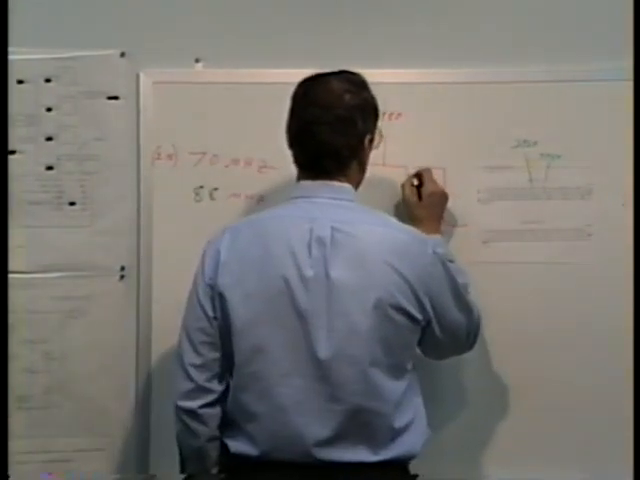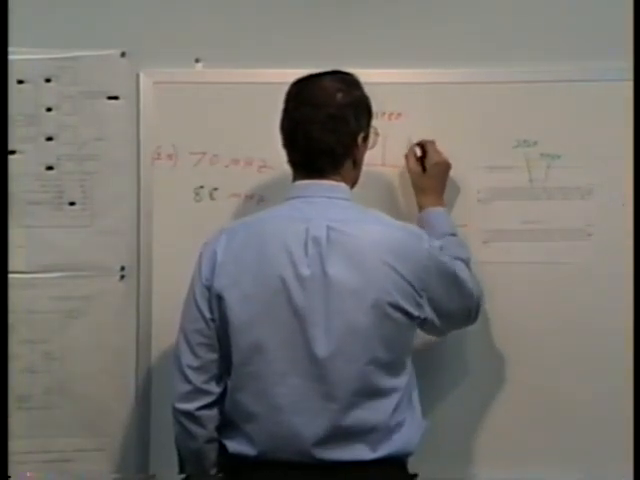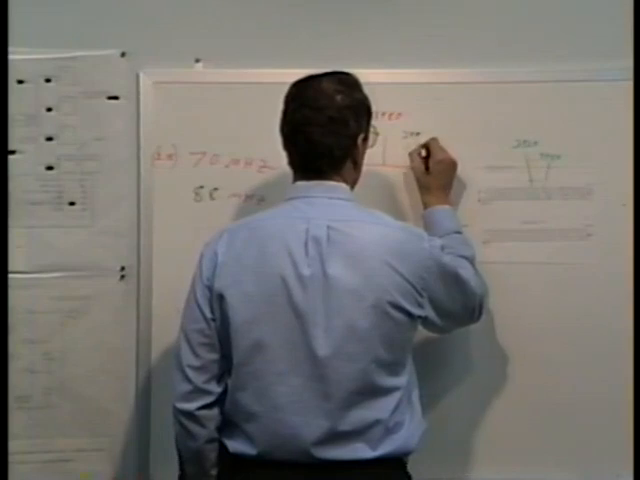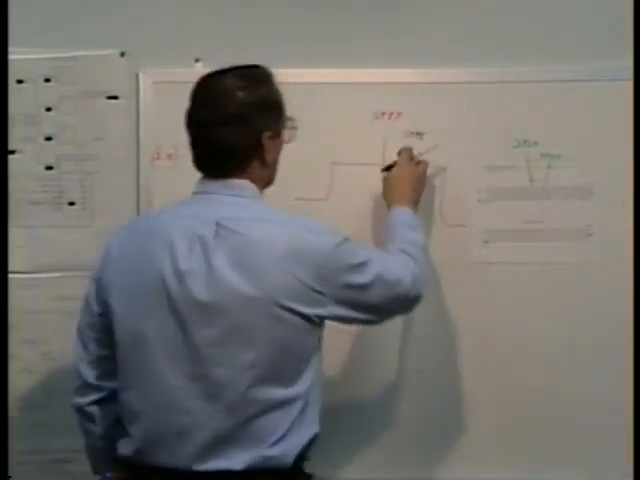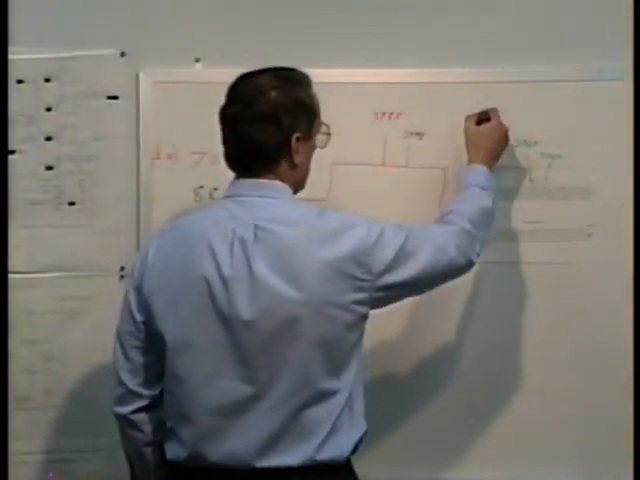Now we're going to have a carrier over here at 39.98. Now, why did I put it there? Remember, what is this right here?